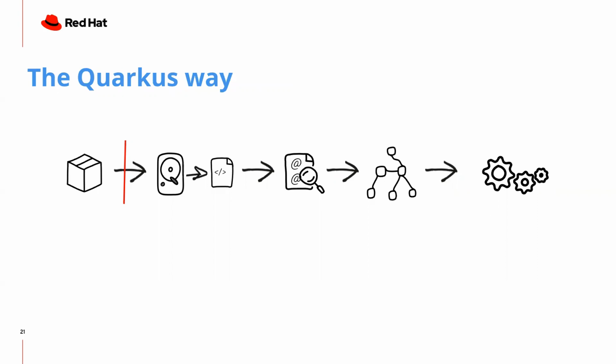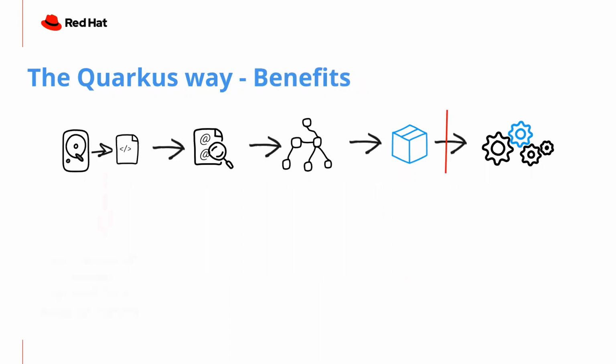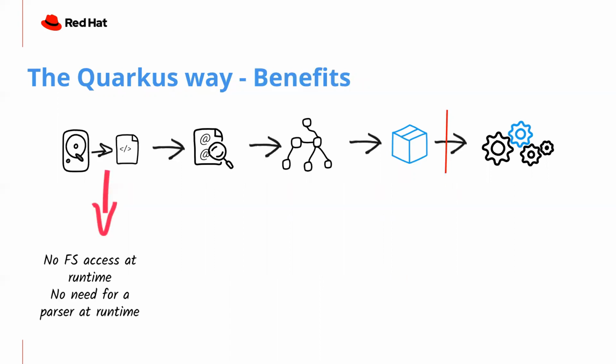What Quarkus does is it takes this line and it moves it to here, which means we do all of this at build time, which is why we can deploy in milliseconds. So what does that mean? Once you start up your application, there's no more need to access a file, to read a file, to parse a file, because we do that at deploy time.